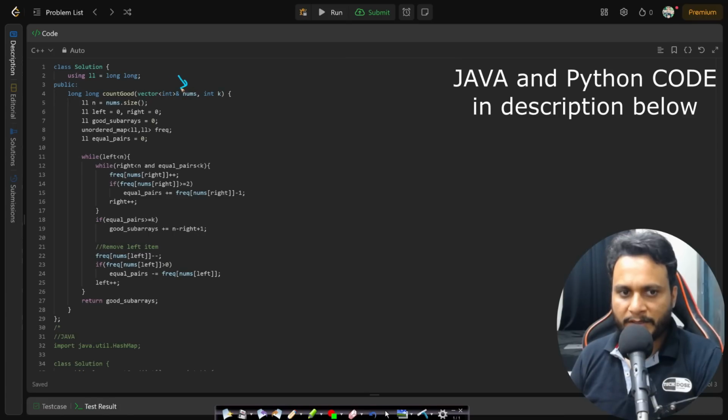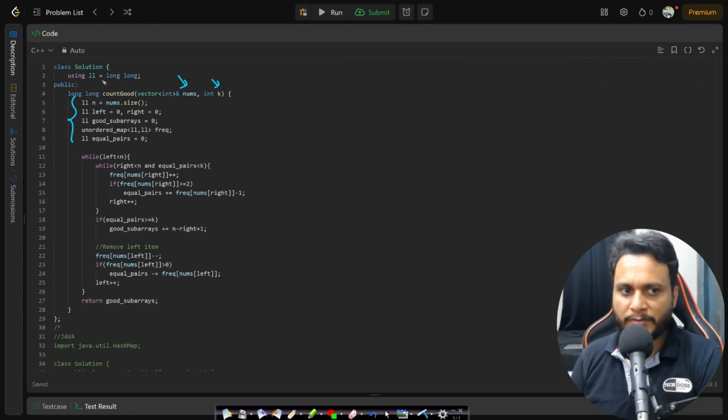In this problem, we are given the nums array and the k value. So I have defined a bunch of variables with long because the return type was long. Okay. So after that, I will be running the loop until the left pointer goes out of bounds. So this piece of code is the right pointer will keep moving to the right unless right goes out of bound or the equal pair count reaches the value k. It will continuously keep on moving to the right.